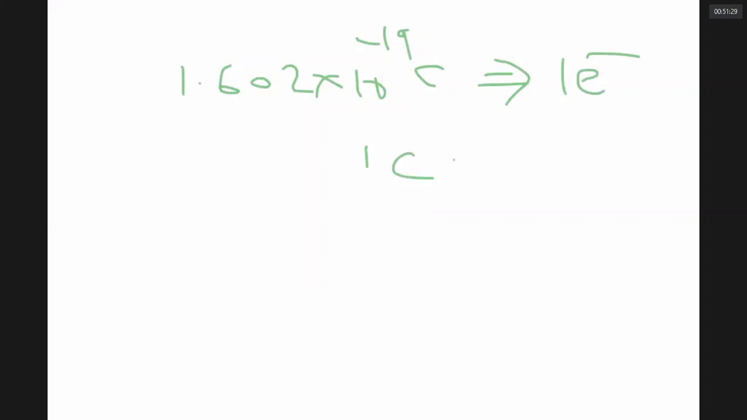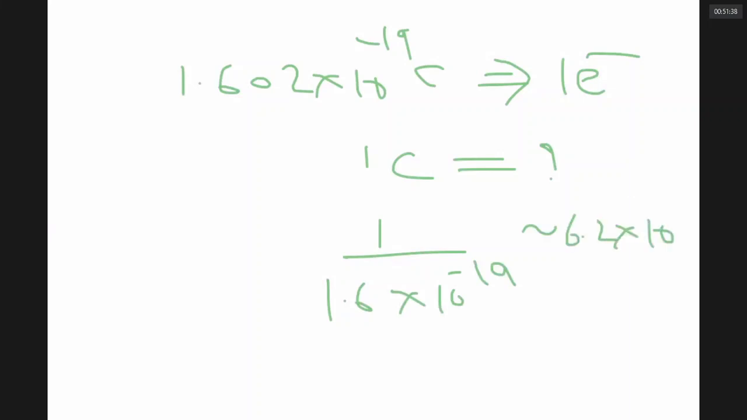And 1 coulomb implies how many electrons? 1 by this number. This is nearly equal to 6.2 into 10 to the power plus 18. These many electrons. Sir, 10 coulombs means 6.2 into 10 to the power 19 electrons.